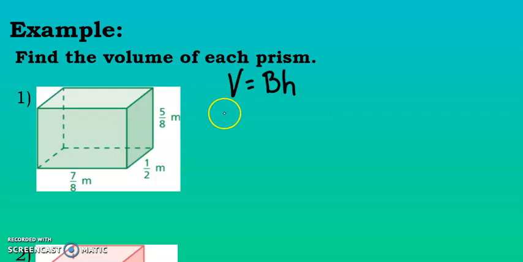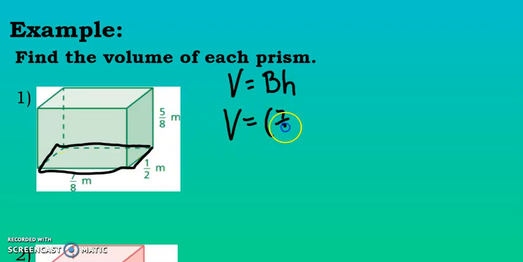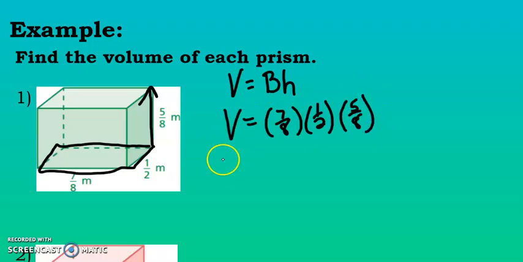So volume equals area of the base, that's capital B, so that's this first. This is the base. To find the area of the base, I take the length times the width, so I'm going to take 7/8 times 1/2. That's the area of the base, and then I'm going to multiply it by the height. How many of these are stacked up on top of each other? Well, 5/8. So times 5/8. It's going to look the exact same whether you do length times width times height. Again, I'm more focused on the understanding of what's happening over just being able to solve a problem.